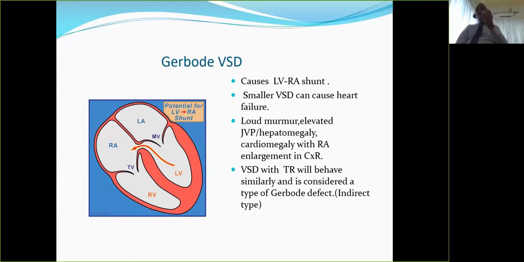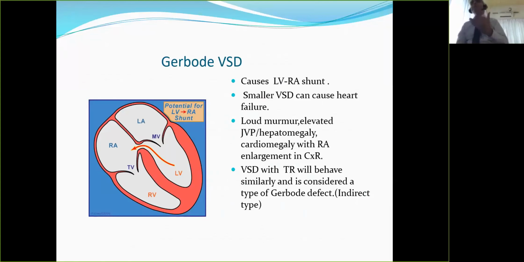So this baby would present with a loud murmur, elevated JVP or hepatomegaly, cardiomegaly with RA enlargement in chest X-ray. This is an exception to the rule that a small VSD with a loud murmur ordinarily is not a cause for heart failure, but a Gerbode VSD could be a cause for heart failure.